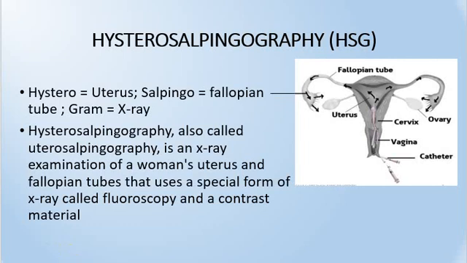Now we'll be discussing hysterosalpingography, the most common method of tubal patency test. It consists of three words: hystero means uterus, salpingo means fallopian tube, and gram refers to X-ray. So hysterosalpingography, also called uterosalpingography, is an X-ray examination of a woman's uterus and fallopian tubes that uses a special form of X-ray in the form of fluoroscopy and a contrast material.